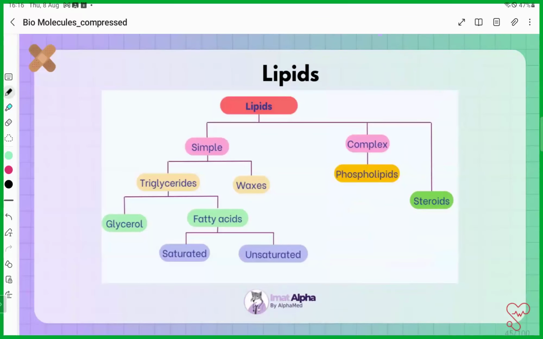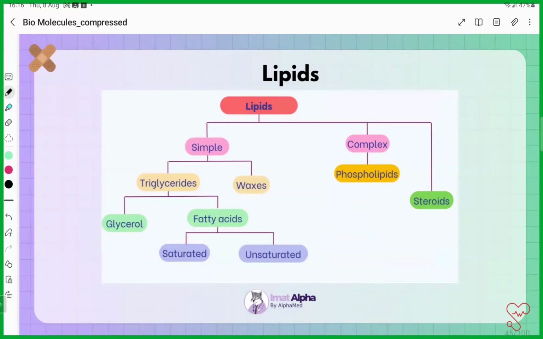Lipids. We have simple lipids and complex lipids. The simple ones are triglycerides and waxes, and the complex ones are phospholipids and steroids. Now, the triglycerides are made up of one glycerol molecule and three fatty acid molecules. And you should know that the fatty acids can be saturated or unsaturated.